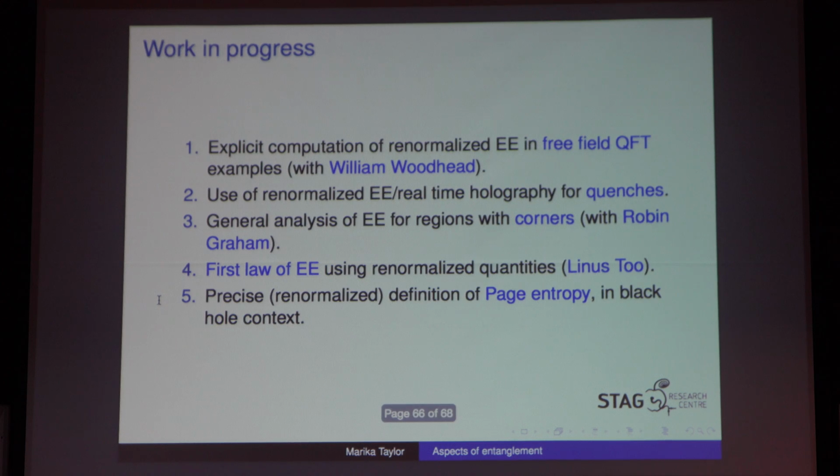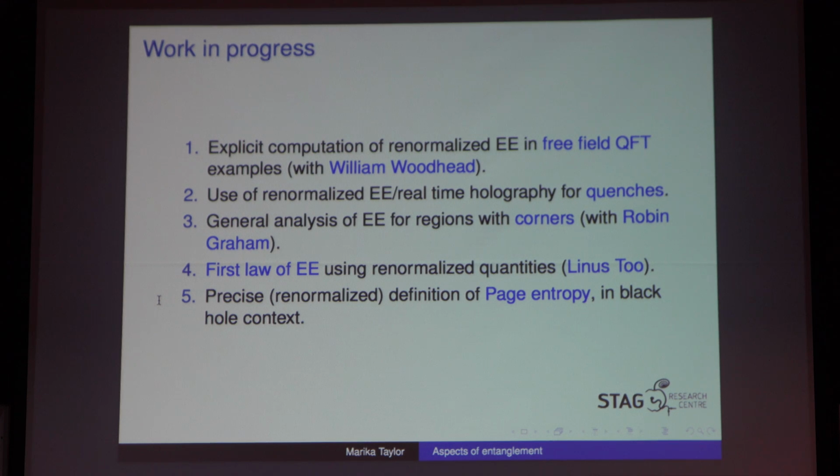Okay. So, things which are in progress in various degrees of completion, which I'm happy to talk about. One thing I already mentioned is that we have a lot of results in the explicit computation of the renormalized entanglement entropy in free field quantum field theory examples. That's work with William Woodhead, which was in his thesis actually, and it just needs to be refined and put out.